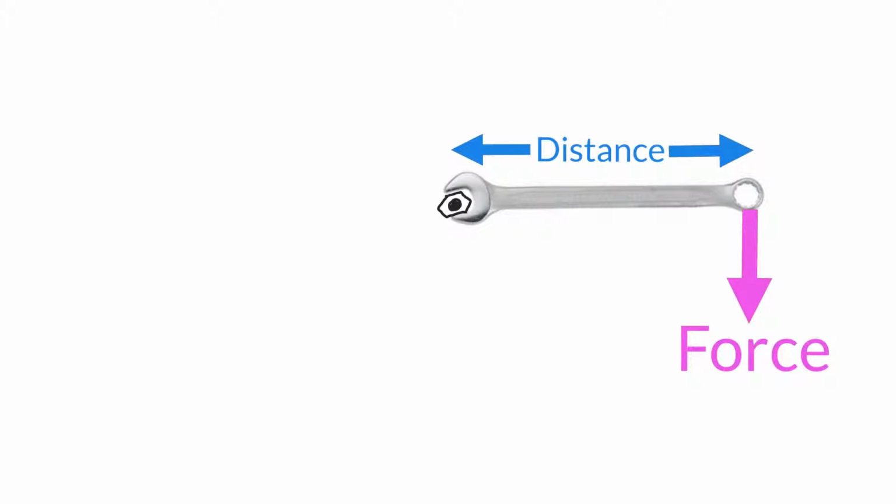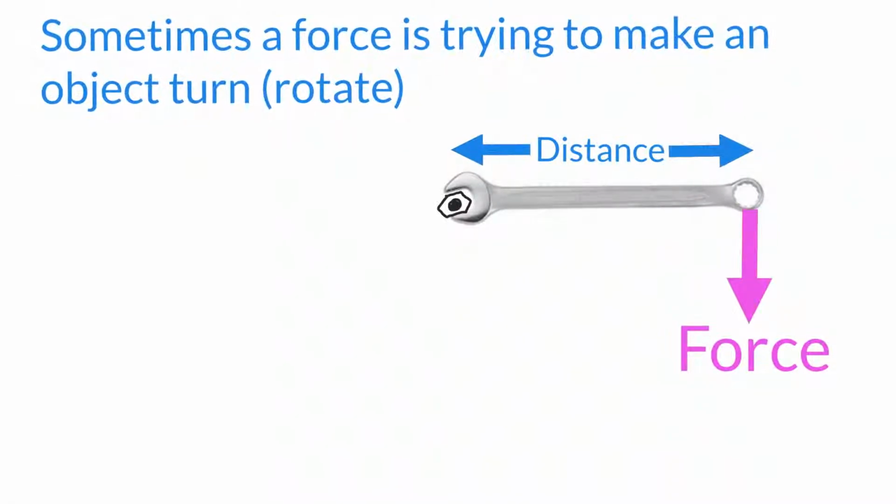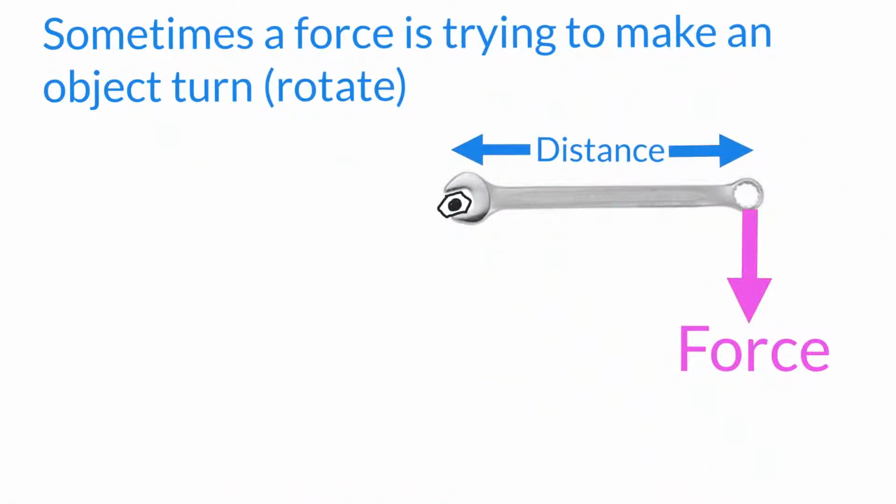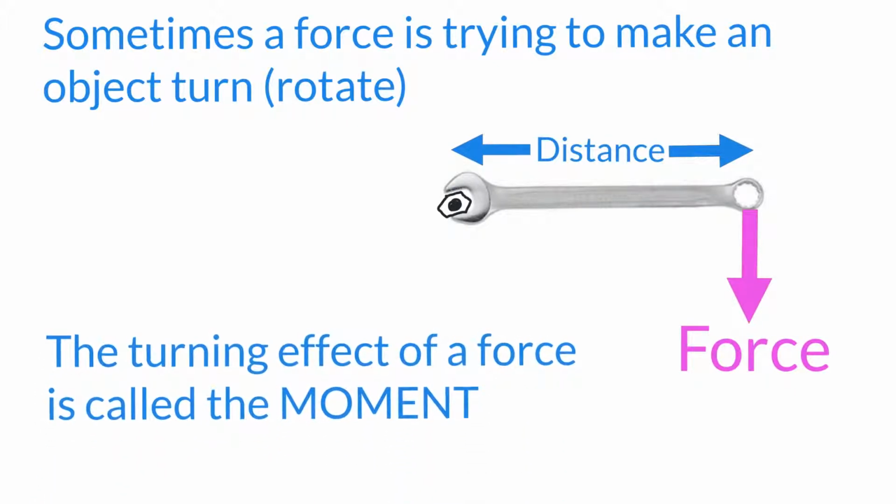Today we're going to try and talk about moments and how to solve simple moments problems. Sometimes we find a force acts that is trying to cause something to turn. For example, if we push down on the spanner here, we would expect the spanner to turn in this direction. So sometimes a force is trying to make something turn or rotate. And that turning effect is called the moment. So we say that this force is causing a moment.